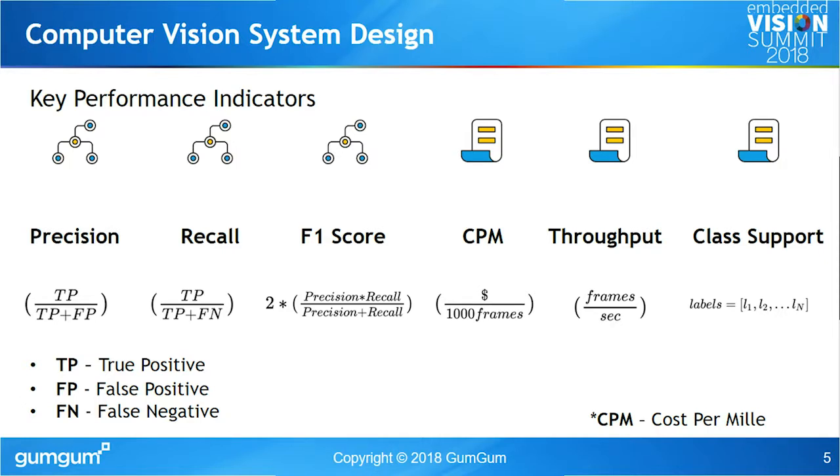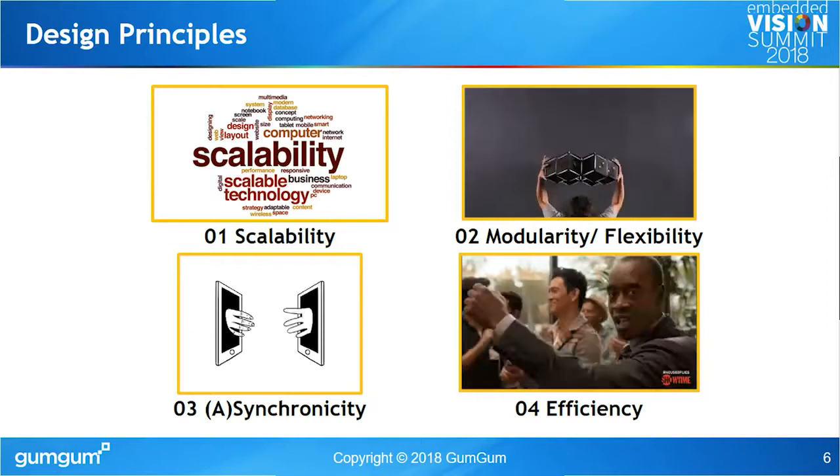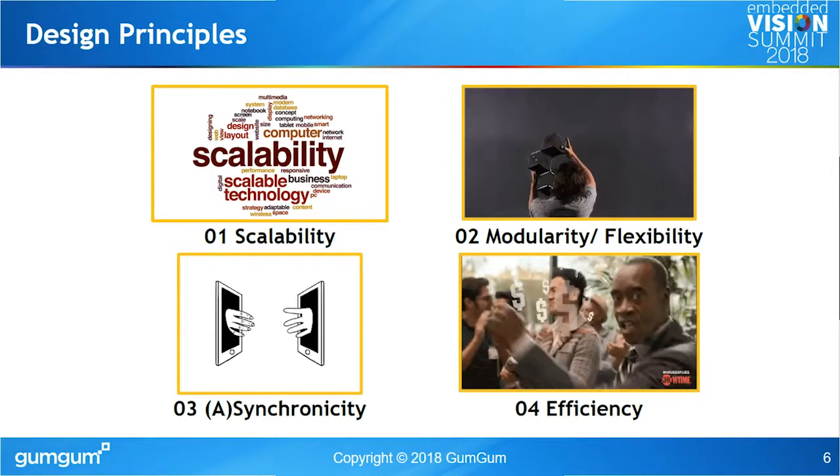So knowing the performance metrics that we want to optimize on, we're going to look at designing these computer vision systems in order to fulfill these requirements. We'll talk about the whys and hows of scalability, modularity, synchronicity, and efficiency.